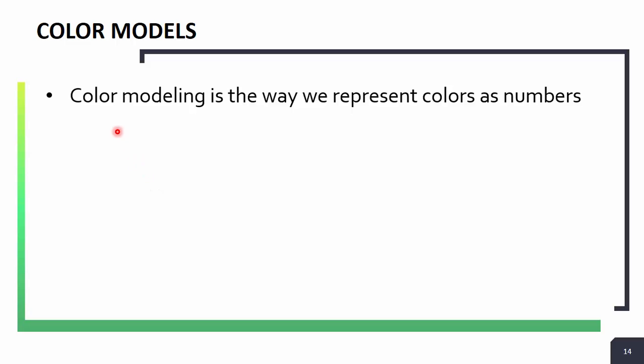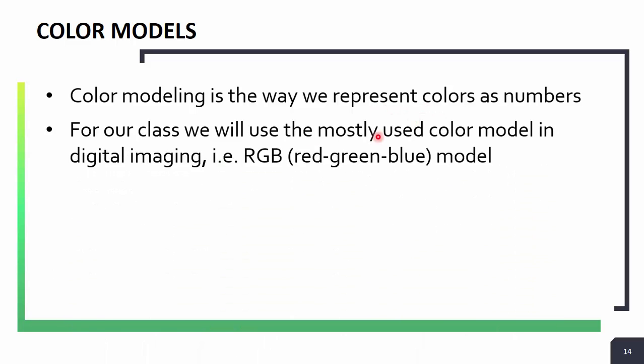So from here comes the concept of color models. Color modeling is the way we represent colors as numbers. For our class, we will use the most widely used color model in digital imaging, that is RGB, which stands for red, green, blue model.